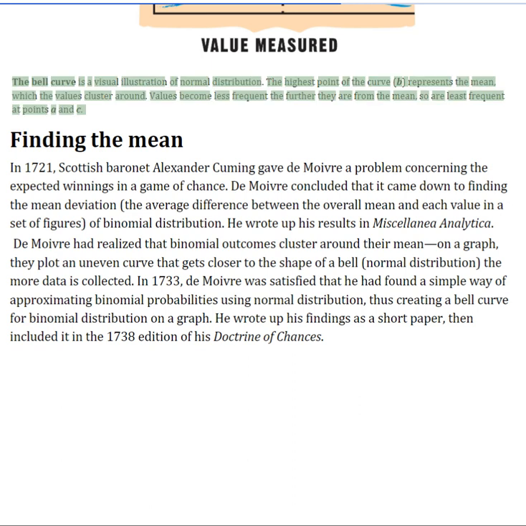The bell curve is a visual illustration of normal distribution. The highest point of the curve represents the mean, which the values cluster around. Values become less frequent the further they are from the mean, so are least frequent at points A and C.